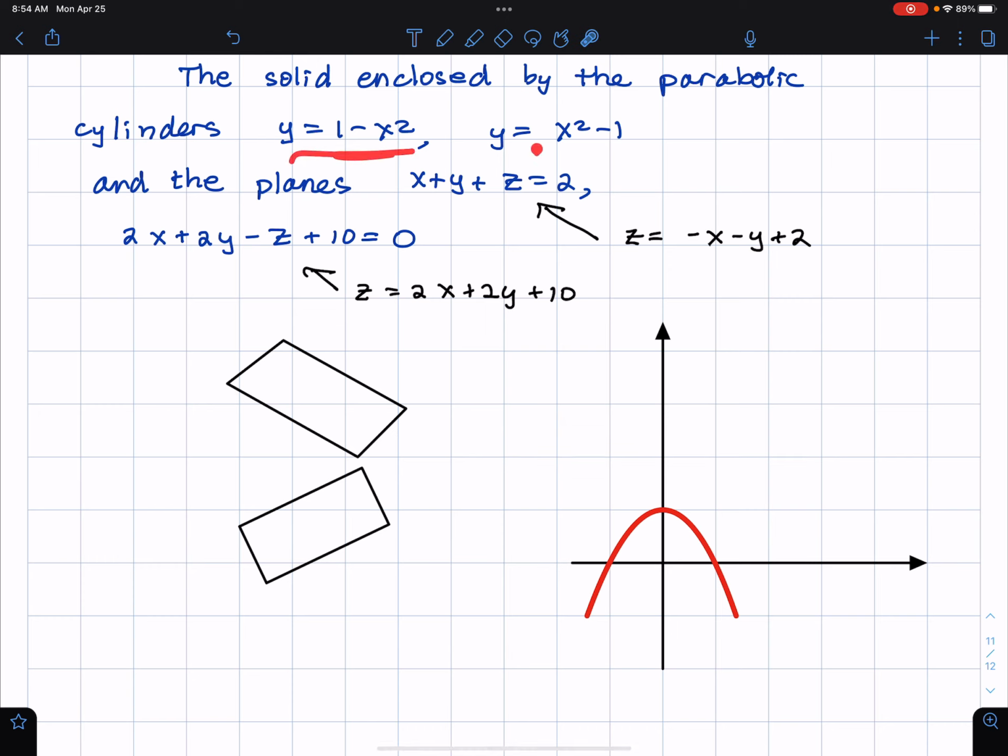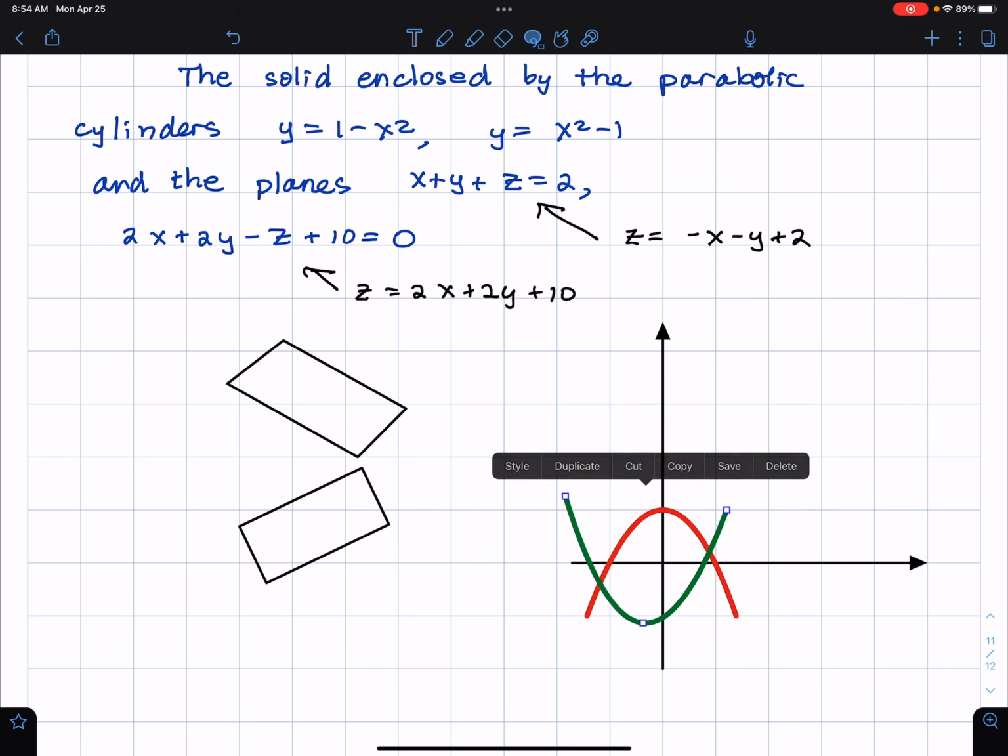That's the first one. And then y equals x squared minus 1 is going to be an upward facing parabola shifted down by 1. Let's maybe change color here. So I put that over here, and by carefully sketching these two graphs, I can see what the point of intersection is. But this is our region D in the XY plane.